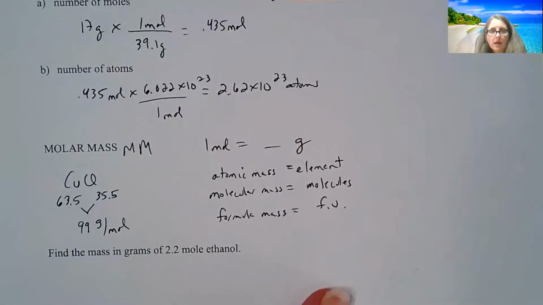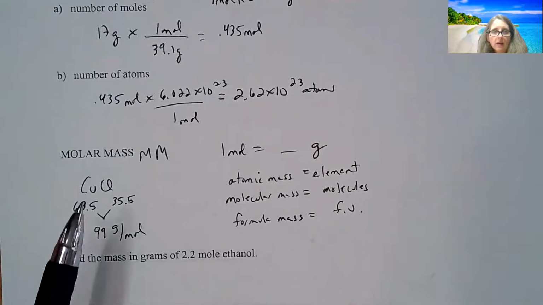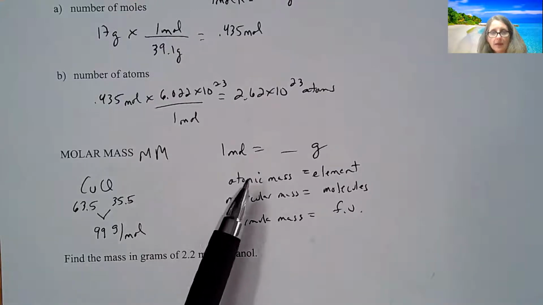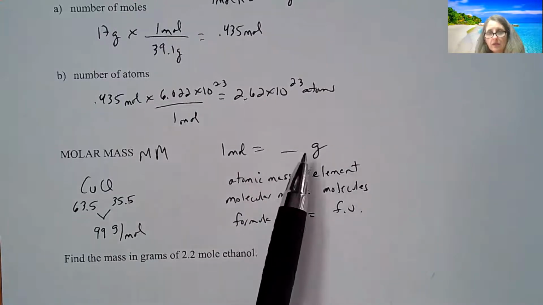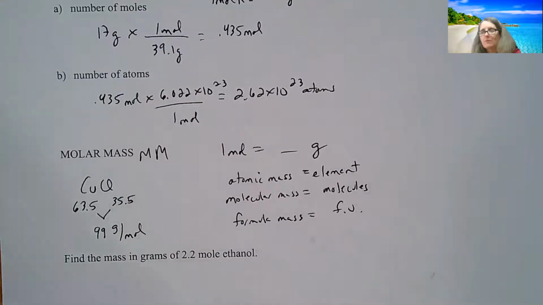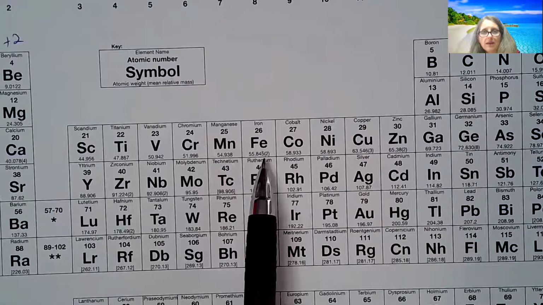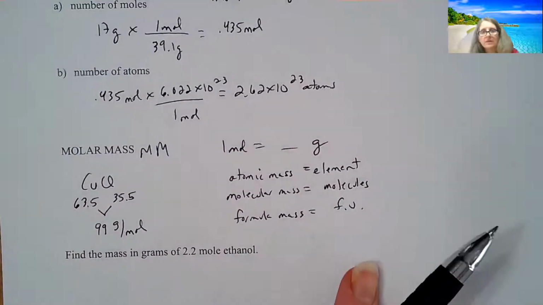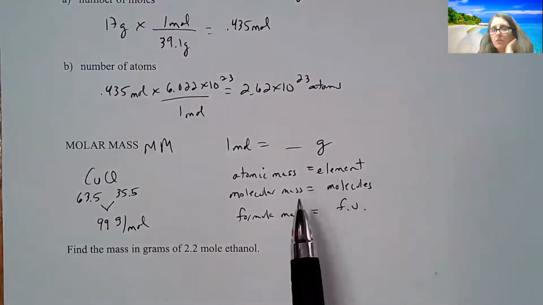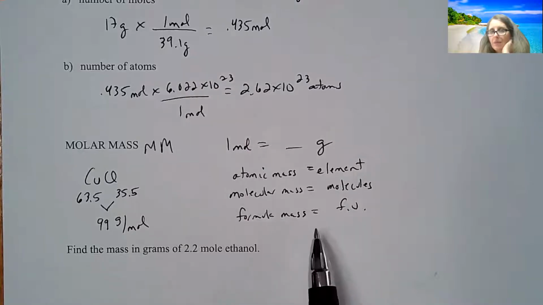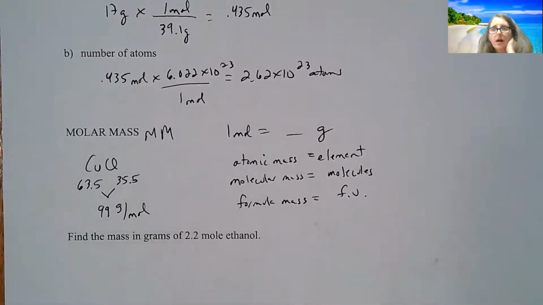So we are going to be calculating something called molar mass. I'm going to abbreviate it MM. And that is: 1 mole of any substance is equal to so many grams. And it's going to be based off of, again, the periodic table and whatever that mass happens to be. So we're going to say 1 mole is equal to that many grams. You might hear it called atomic mass. You might hear it called molecular mass, formula mass. It doesn't matter. We're just going to call it molar mass.